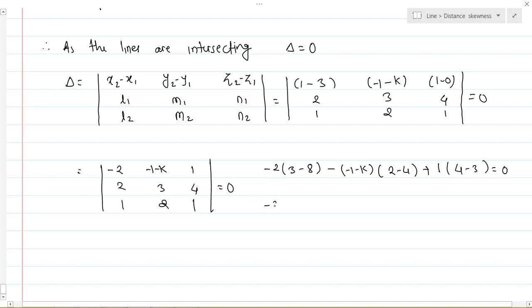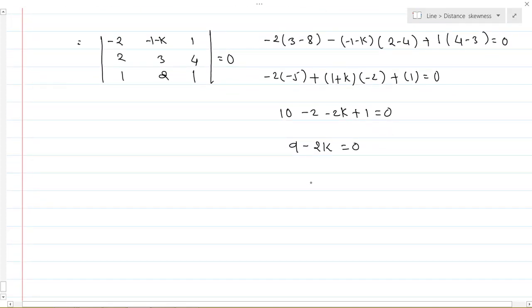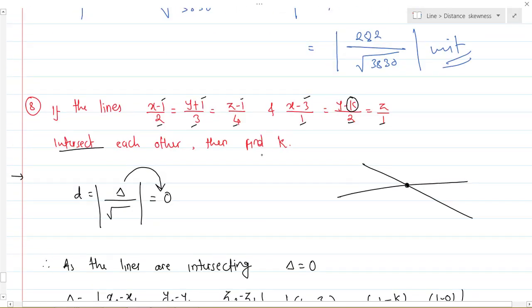So minus 2 into bracket minus 5, minus minus, plus 1 plus k, which is equal to minus 2 plus 1, equal to 0. So it is 10 minus 2 minus 2k plus 1 equals 0. So we will have 10 minus 2 is 8, plus 1 is 9, minus 2k equals 0. So k becomes 9 by 2. That's why I say this question is very simple. This is my answer: k equals 9 by 2. If I have k equals 9 by 2, then only these two given lines are intersecting with each other.